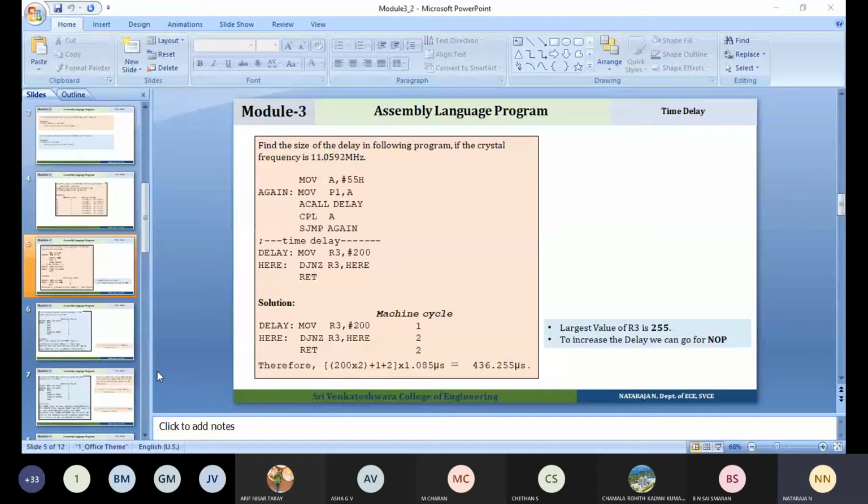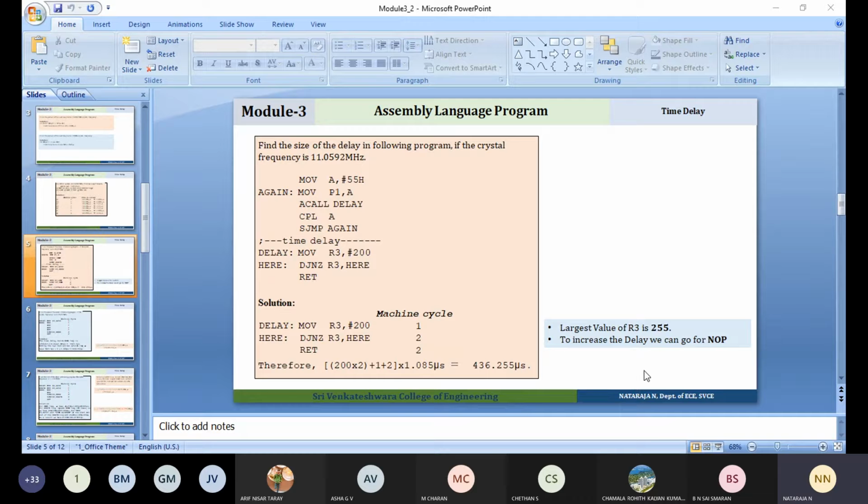Then only it will take a return. Means the program will keep on looping until it reaches 0. That is why I take 200 into 2 times plus these two machine cycles, so you get 200 into 2, 400, 403 into 1.085 microseconds, totally 436.255 microseconds. Means it has to take 436.255 microseconds to execute these 3 instructions. It will take this much delay.